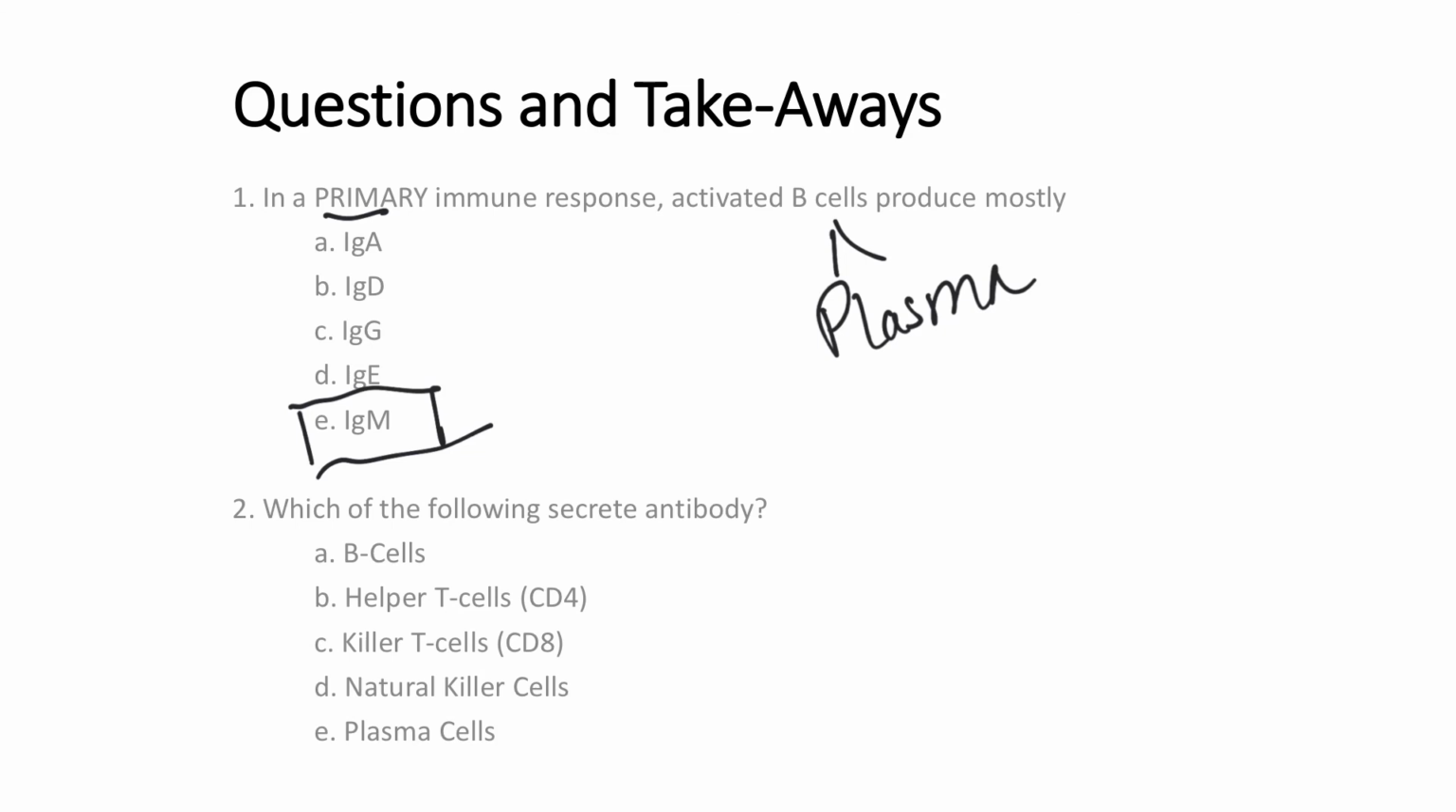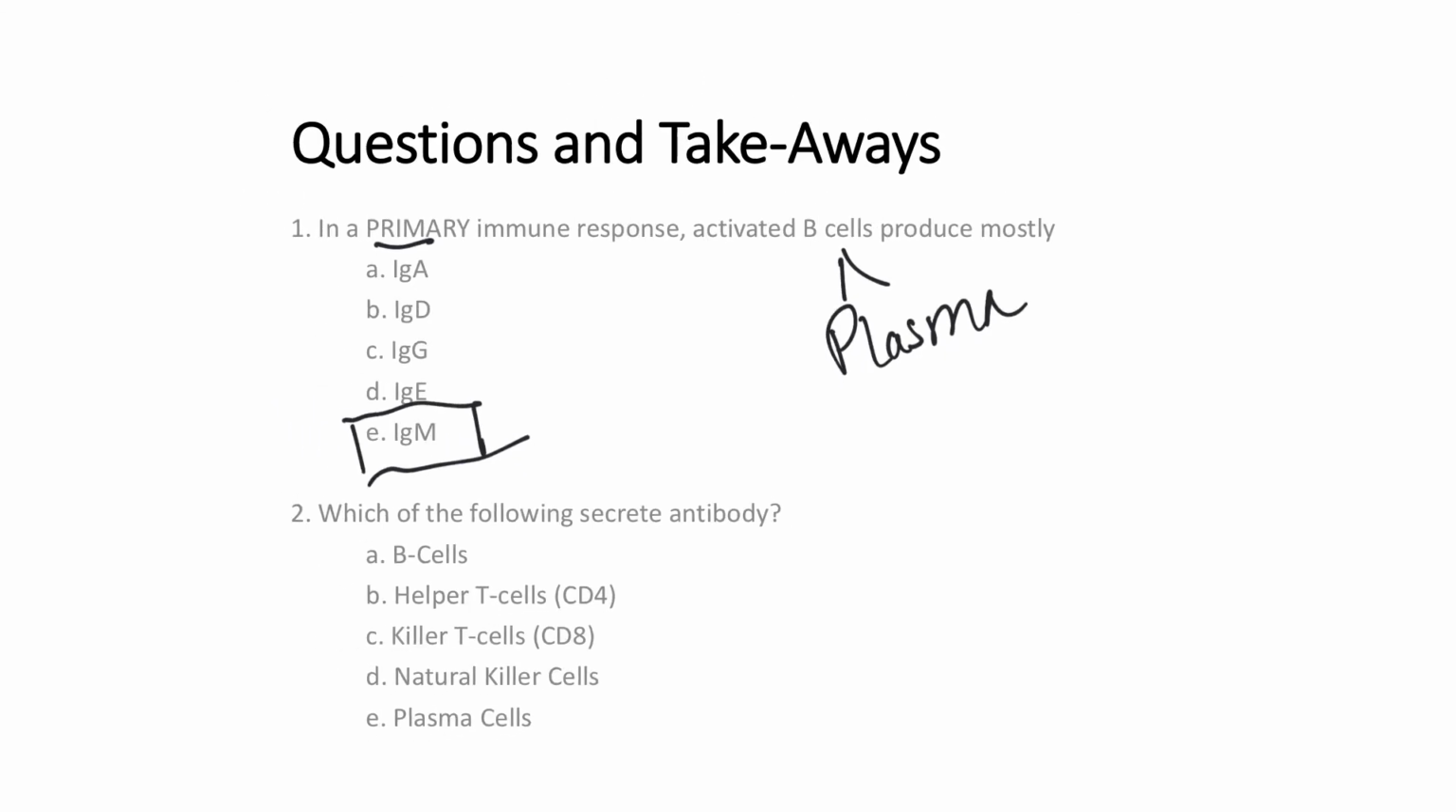Is it B cells, helper T cells, killer T cells, natural killer cells, or plasma cells? If you say B cells, you'll make your microbiology teacher very sad. T cells do not make antibody. We can get rid of them. Natural killer cells, they definitely don't make antibody. Plasma cells, those are the antibody making factory of the body.